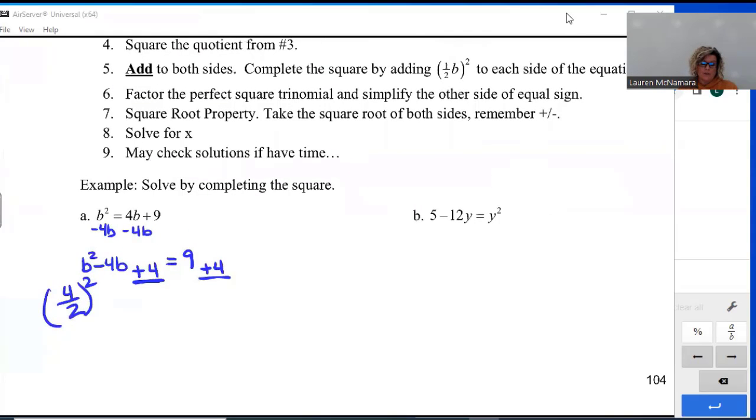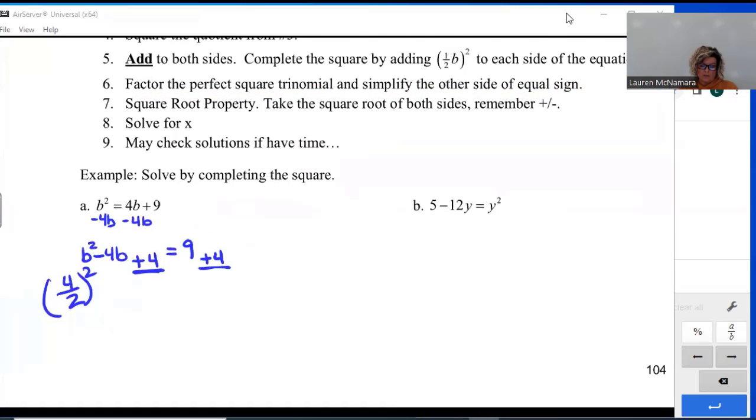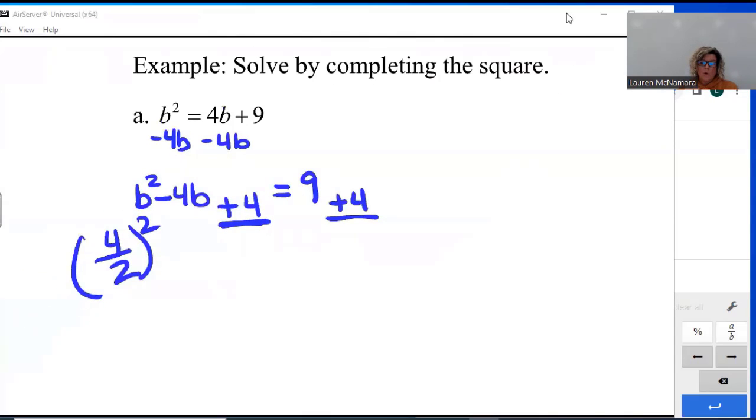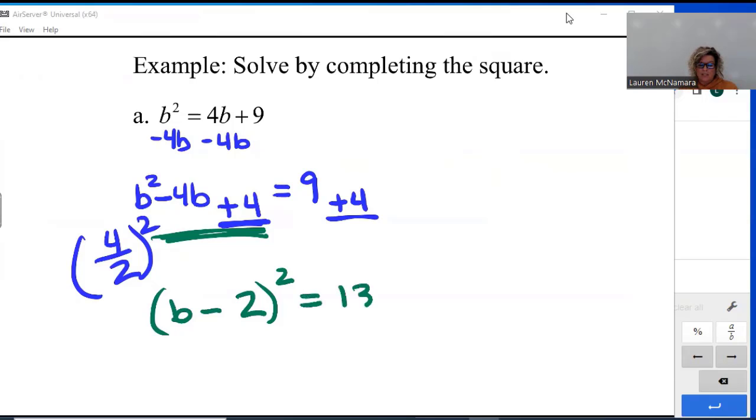Factor the perfect square trinomial and simplify the other side of the equal sign. So your whole point, remember, for making this into a perfect square trinomial is so that you can write it as a binomial squared. What's my first term? B. What's my sign? Minus. What did I square to get 4? 2. Equals 13.